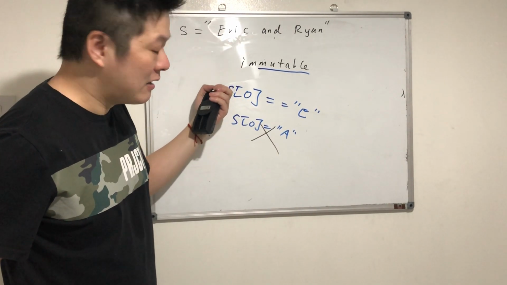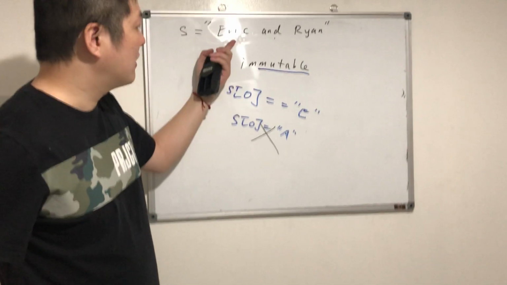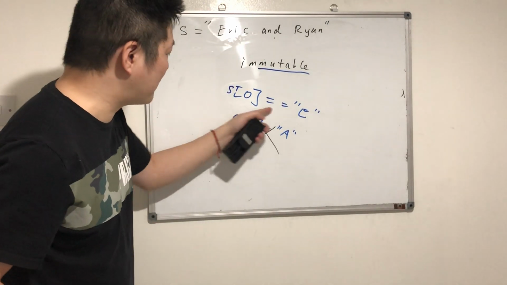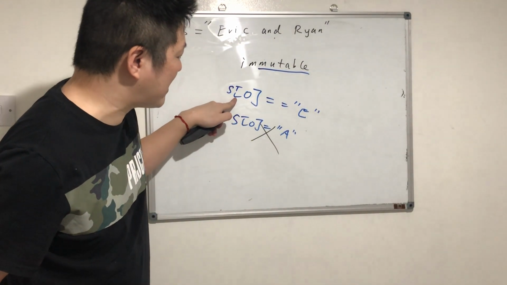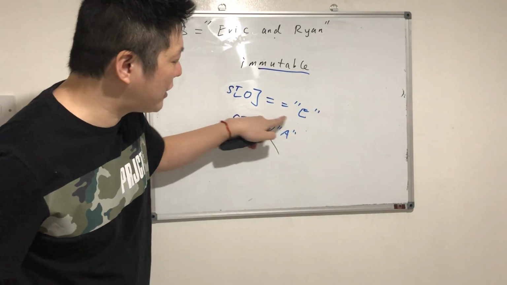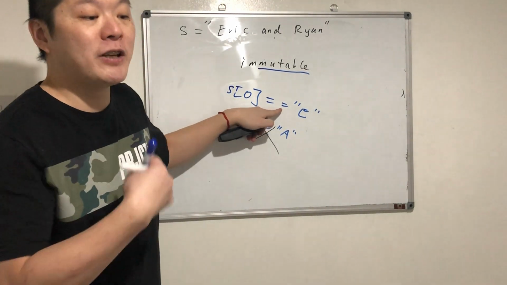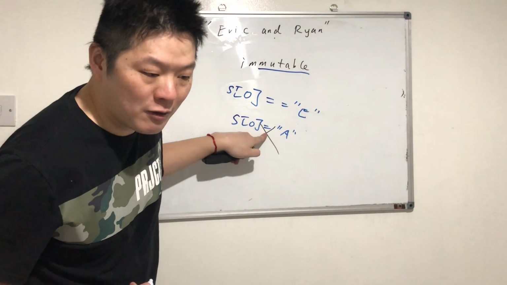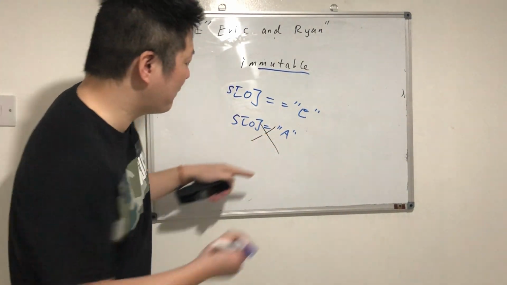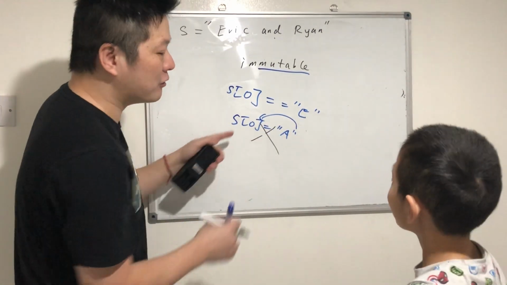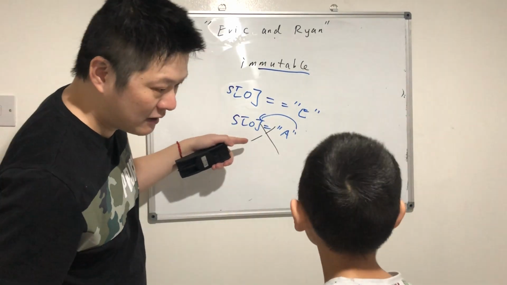But you can say, okay, I want to check if S0 is equal to E. Double equal means to check for equality. Single equal means to assign a value. But you can't do assignment on a string in Python, okay? You can't do it.